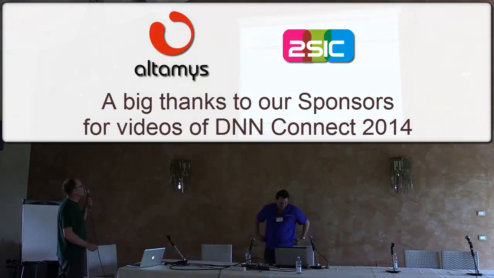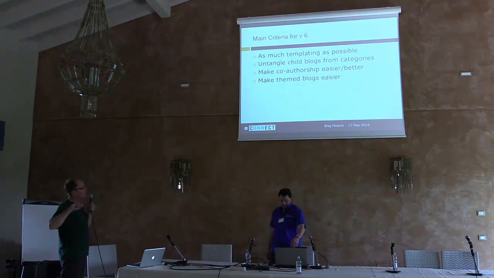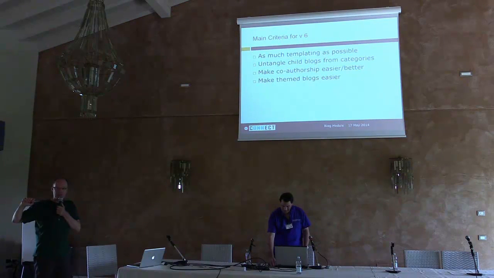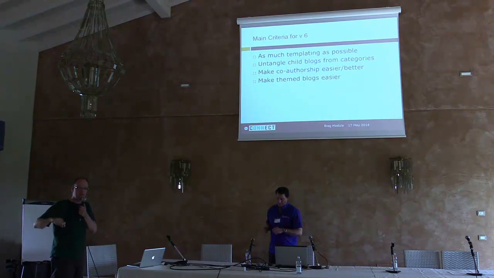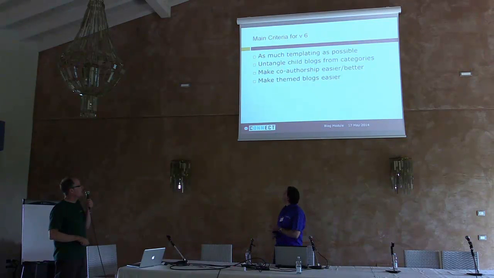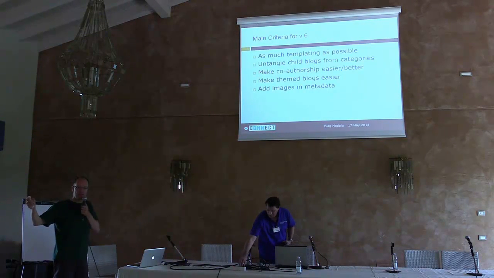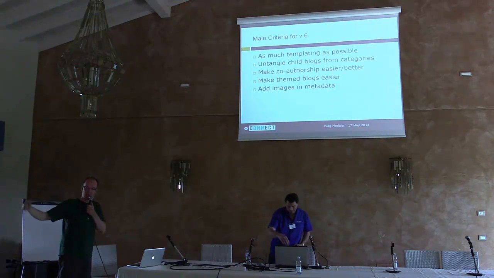All right, so just very quickly, I'm going to go through that slide. Main criteria for version 6 have been to get as much templating in as possible and to untangle child blogs from categories, which existed pre-version 6. Co-authorship, making that easier and better, making themed blogs easier, like saying, okay, well, this blog is about this, this blog is about this.